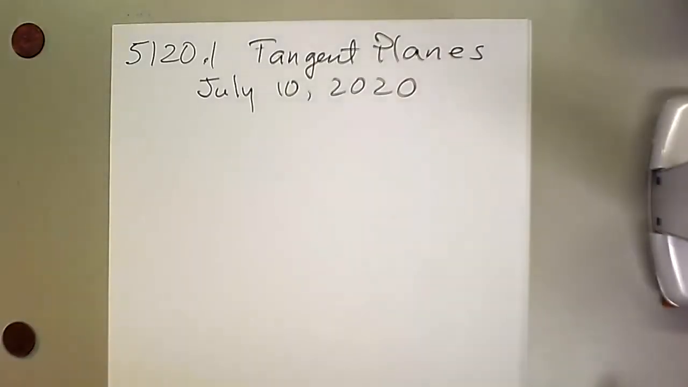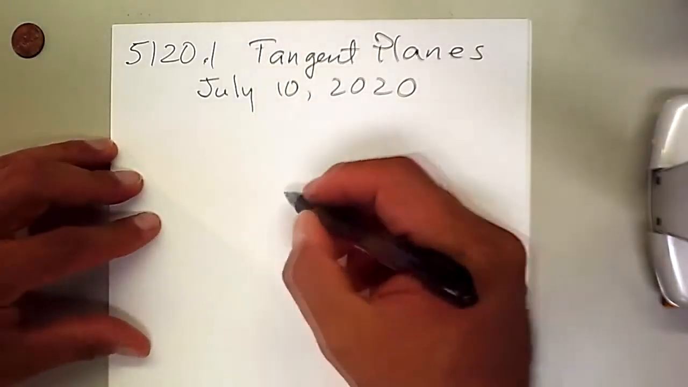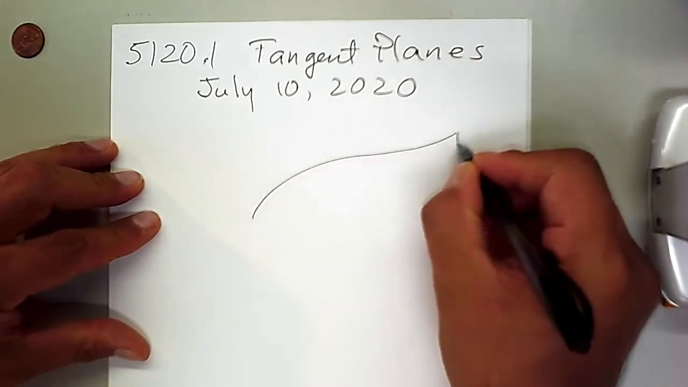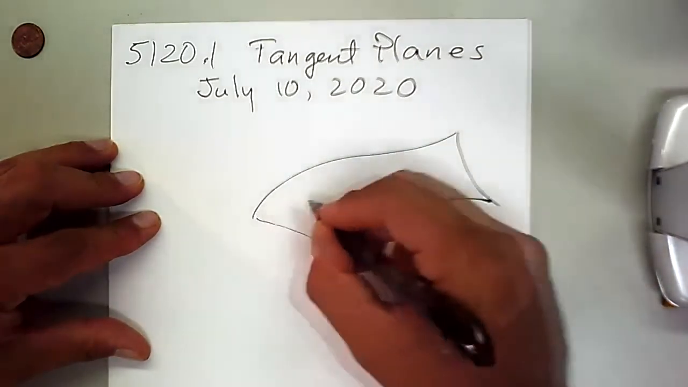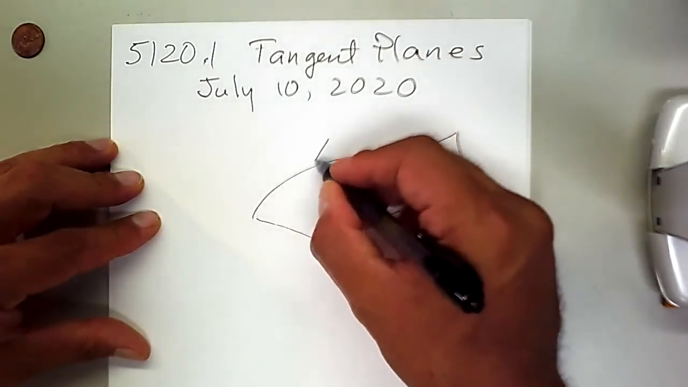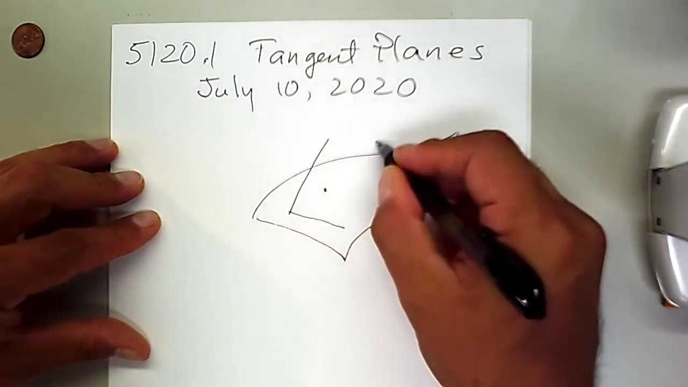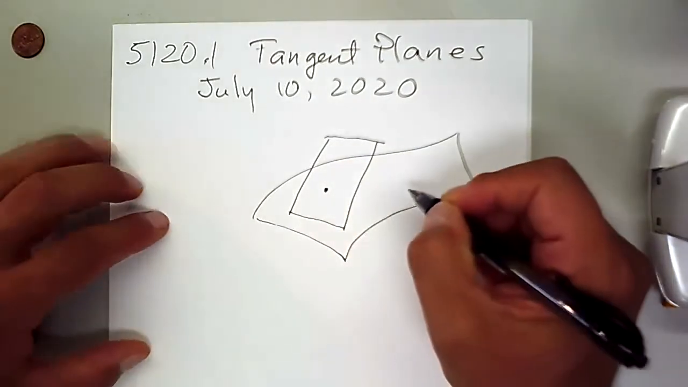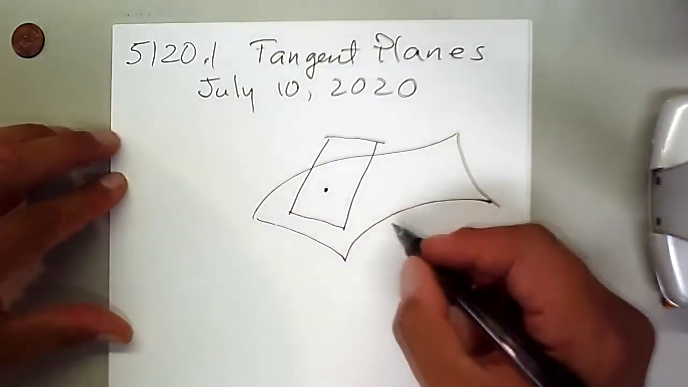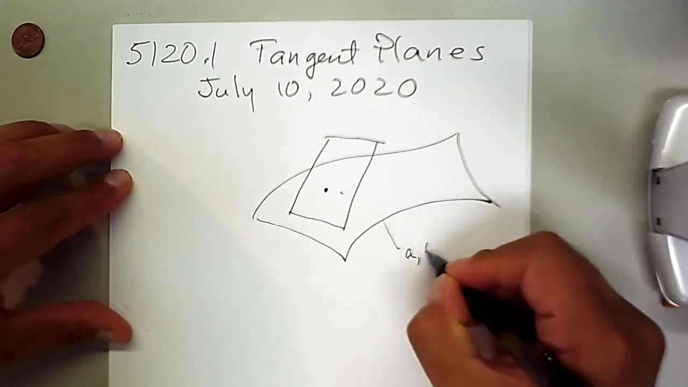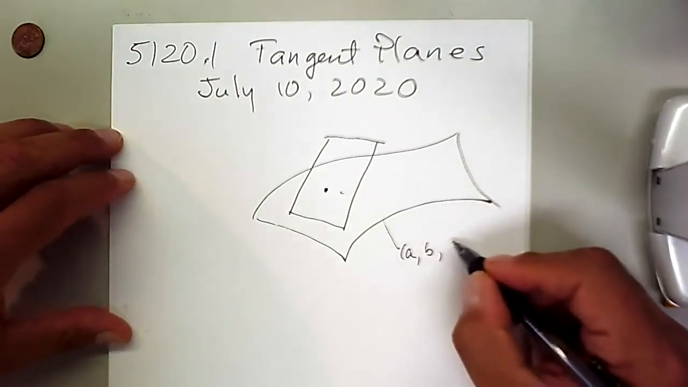Okay, we're going to talk about planes that are tangent to surfaces. So pretend you've got a surface and a point, and our goal is to find the plane that is perfectly tangent to that surface at that point. Let's assume that the point has coordinates A, B.